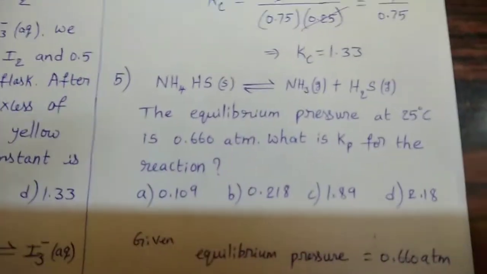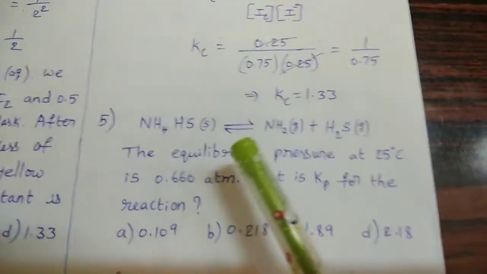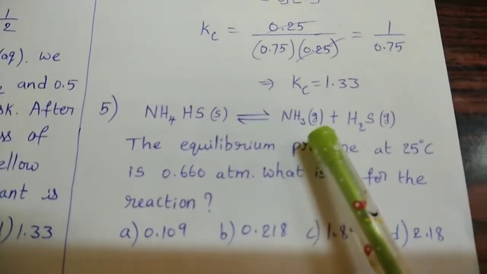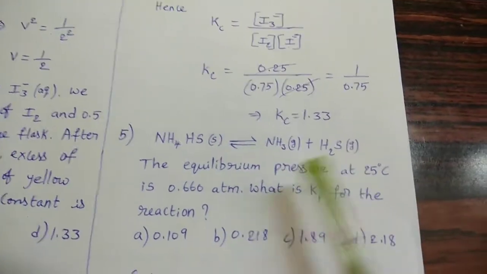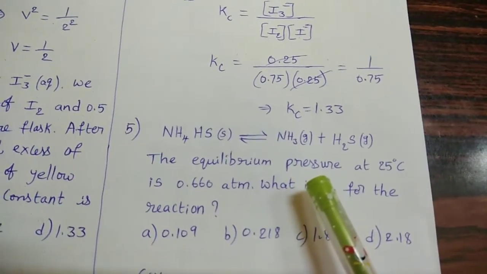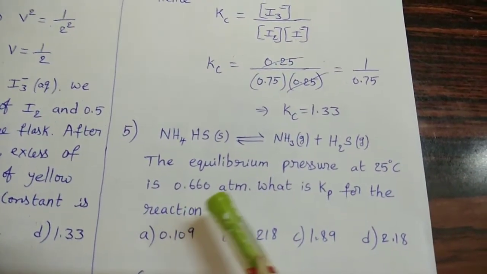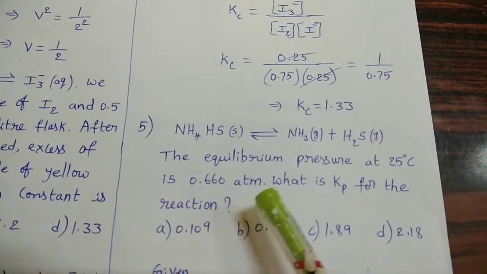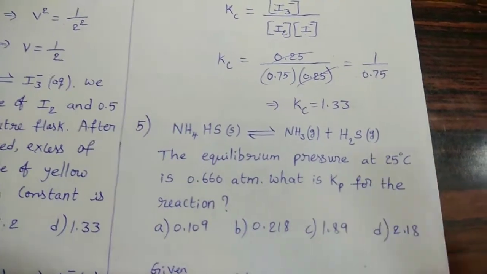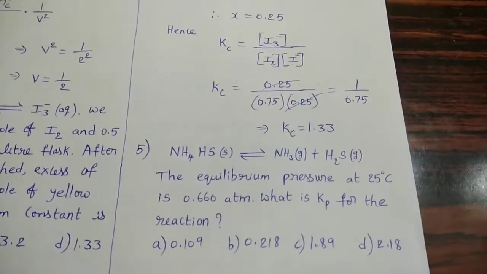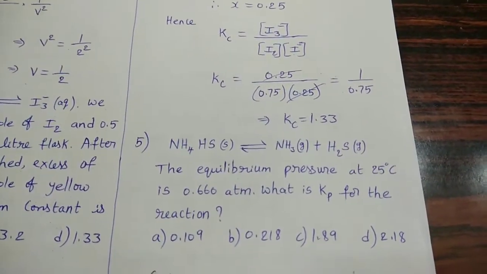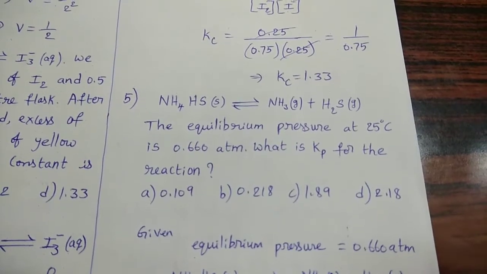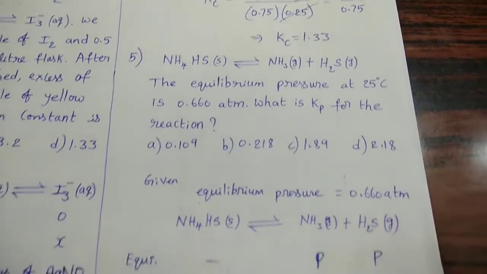NH4HS. NH4HS gives rise to NH3 plus H2S. The equilibrium pressure at 25 degrees Celsius is 0.660 atmosphere. What is Kp for the reaction? Equilibrium pressure is given. Kp we should find out. Okay. So given equilibrium pressure and given equation.